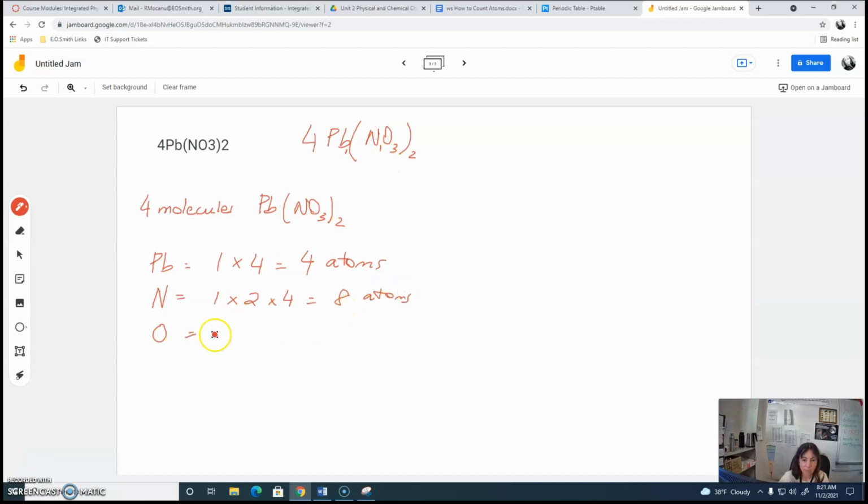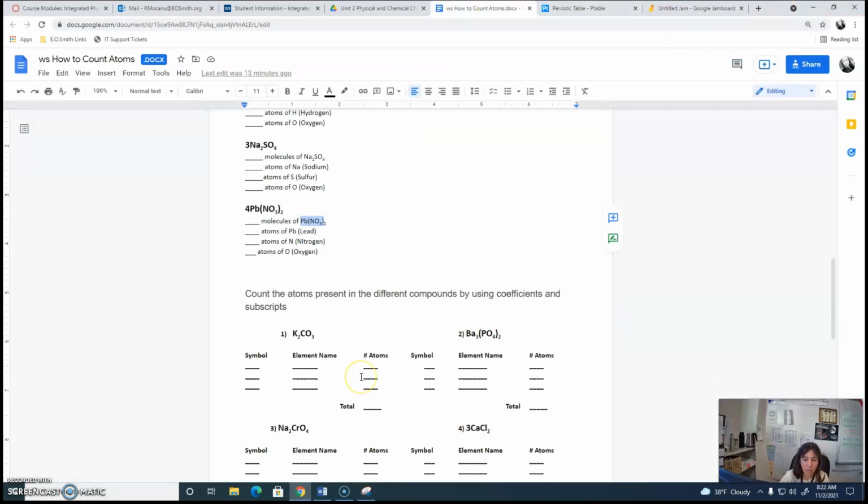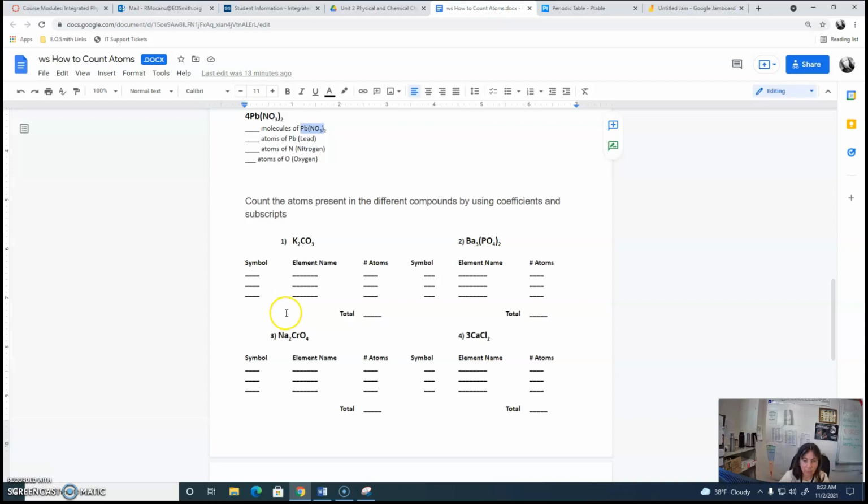And finally, my oxygen. I got subscript of 3, I got my 2 outside of the brackets, and I got my 4. That is the coefficient. All of these things apply to it. So I got 6 times 4, 24 atoms. So that is how you would solve all of these formulas and exercises.